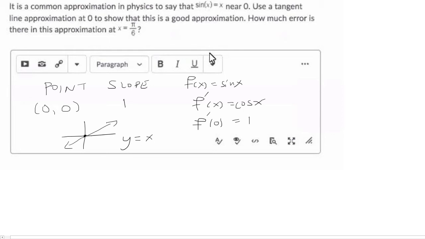Okay, so as we can see, x is that tangent line. So near 0, y equals x is a very good approximation for sine of x. And we just verified that.